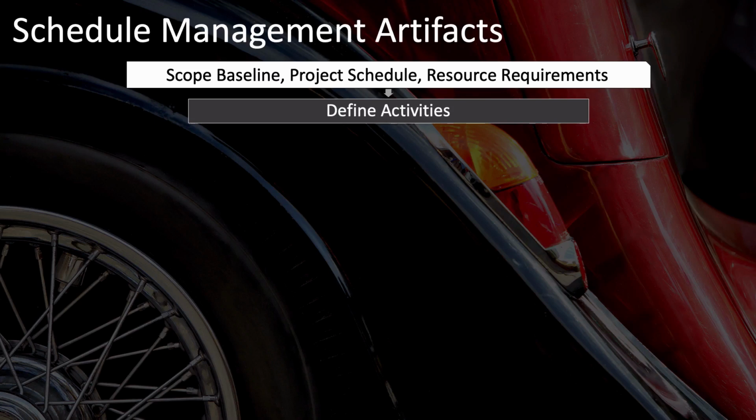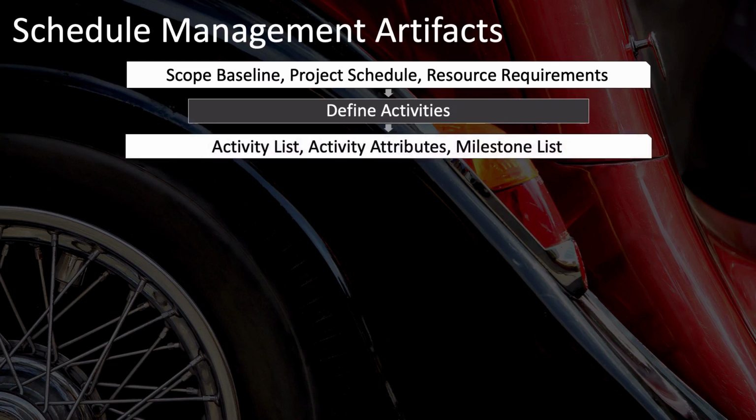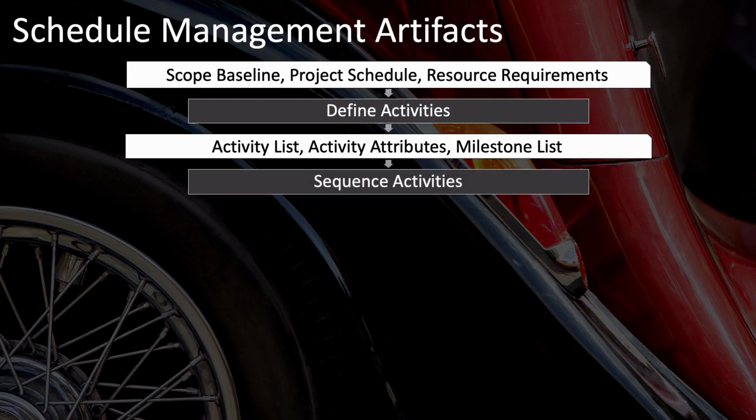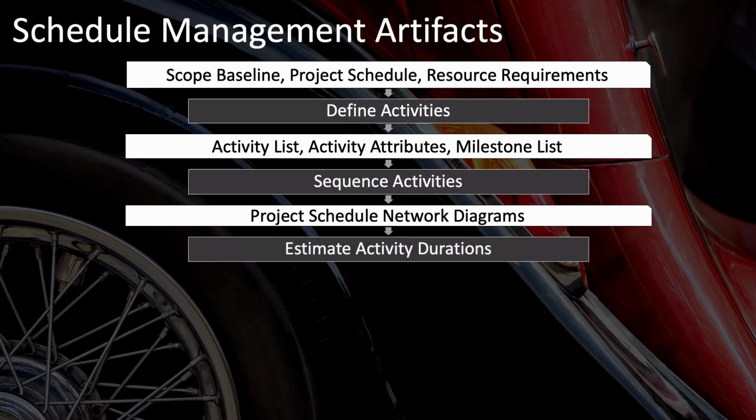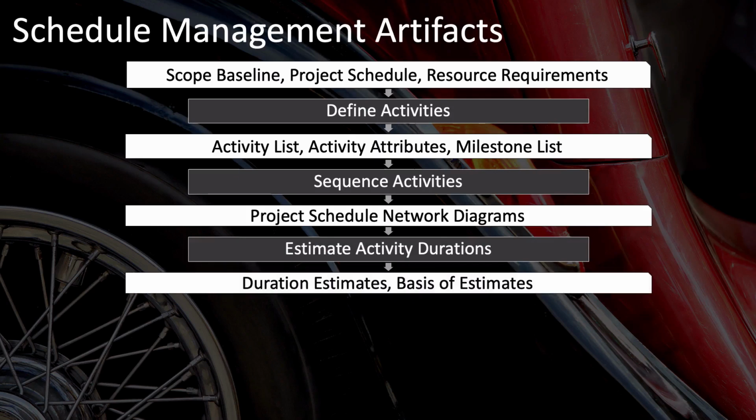Defining activities naturally results in your activity list and your activity attributes, as well as a milestone list. Once you have your activities, then you need to sequence them. And the output of sequence activities is your project schedule network diagram, which does not yet include activity durations. That's next. Estimate activity durations. The output is the duration of estimates and the basis of estimates.